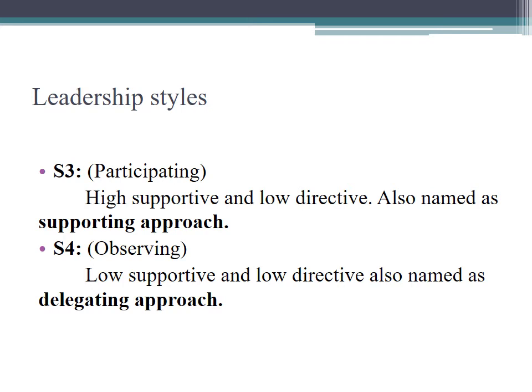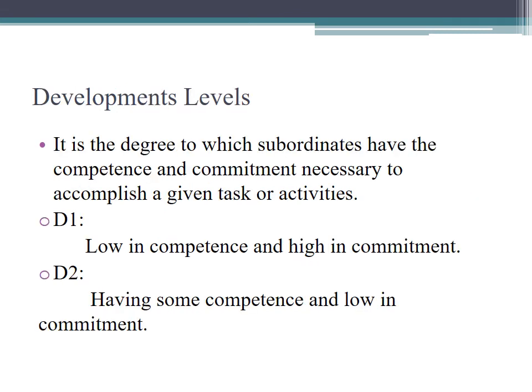The fourth one is S4, observing. It is also named the delegating approach. In this approach, low supportive and low directive, responsibility for decision making is passed on to others.